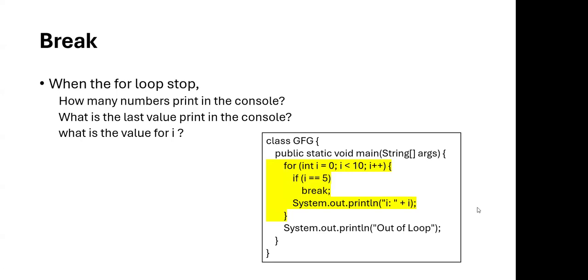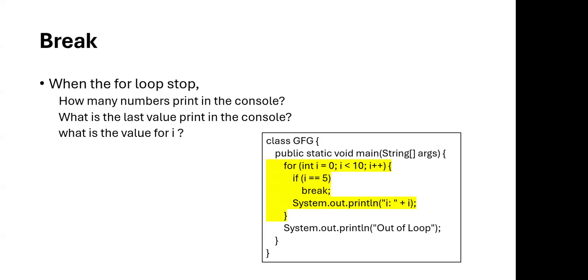Here we have a for loop starting from I and ending at 10. No, it's not 10 because it is smaller than 10. That means ending at 9. And the increment is I++. However, within the for loop, we have something that says if I is equal to 5, we break. That means when we are iterating until I is equal to 5, we no longer need to continue with the for loop. We will break out of the for loop and go to the next line.